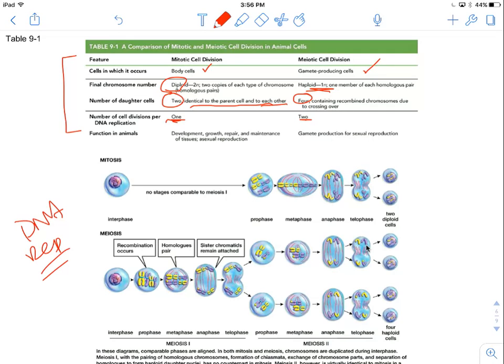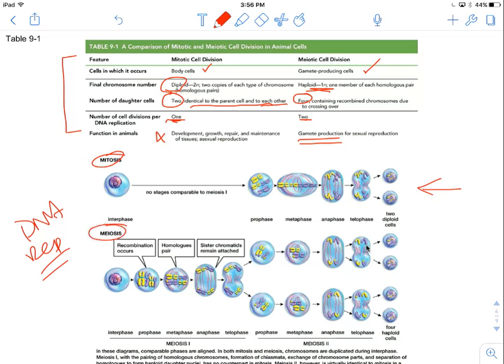In animals, mitosis is basically for everything: development, growth, repair, maintenance, and so on. In meiosis, the only reason you do meiosis is to produce gametes. That's it. Okay.